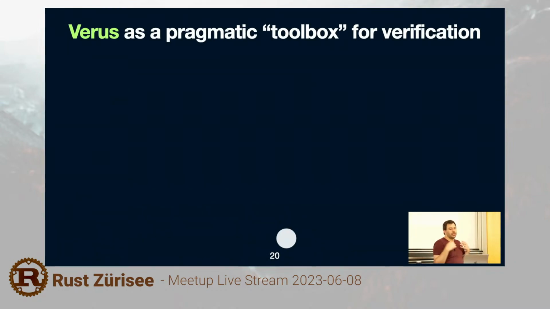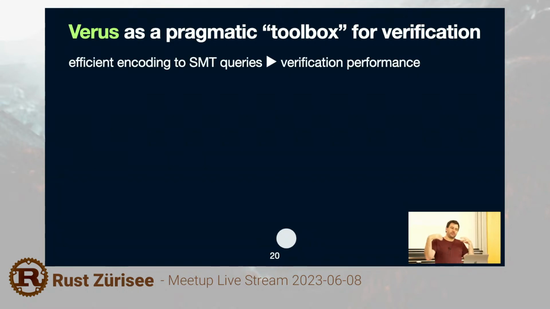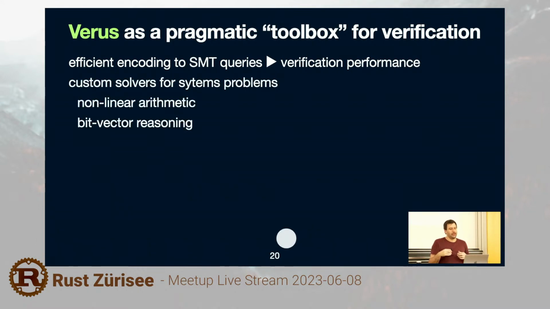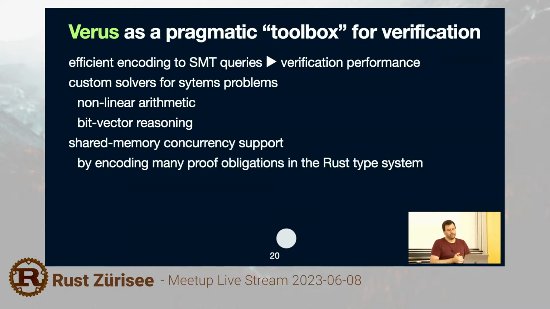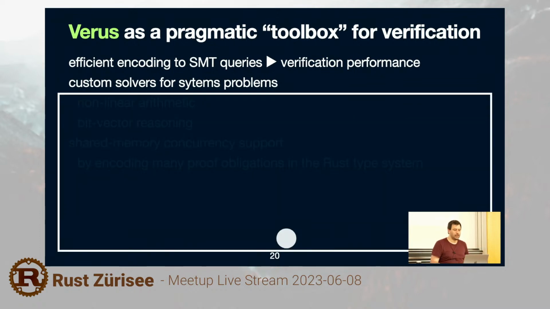Okay, so generally speaking, we're designing Verus as a pragmatic toolbox for verification. We've seen that we want to encode it to SMT queries efficiently so we get good verification performance. We have support for things other than Z3 and separate Z3 modes to reason about specific things that come up a lot in systems software, like nonlinear arithmetic and bit vector. And also, we've been working on shared memory concurrency support. So if you want to reason about concurrent programs, we have techniques to do that. And this is based primarily on work done at CMU by Travis Hance and other folks.